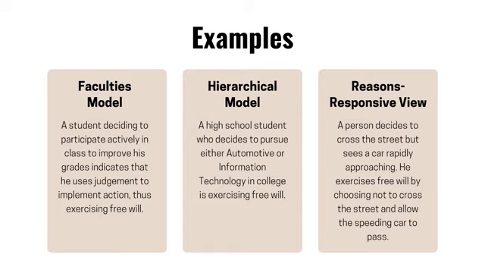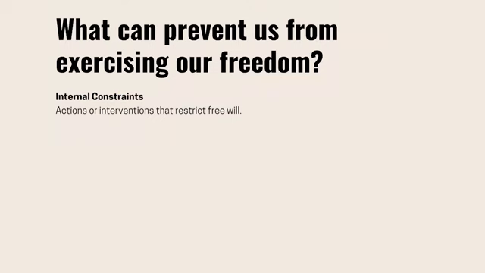He exercises free will by choosing not to cross the street and allow the speeding car to pass. So, what can prevent us from exercising our freedom? Human freedom, however, has its constraints. Constraint means a limitation or restriction.